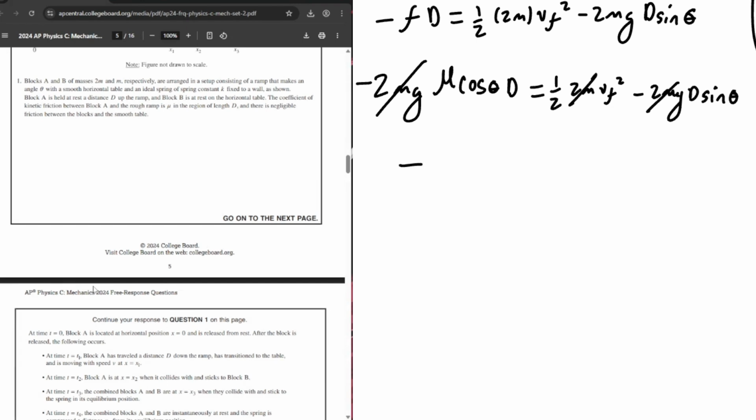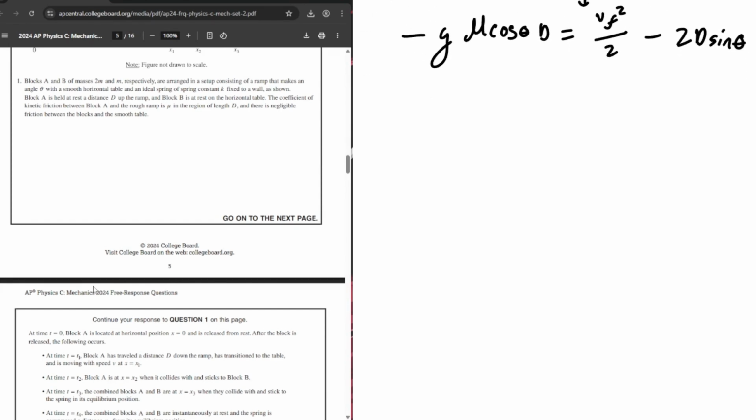So now I'm going to rewrite this with what I know. So I'm going to go g mu cos theta d is equal to v final squared divided by 2. I just combine these two to get this term. Minus 2d sine theta. Oh, not 2d sine theta. d sine theta.